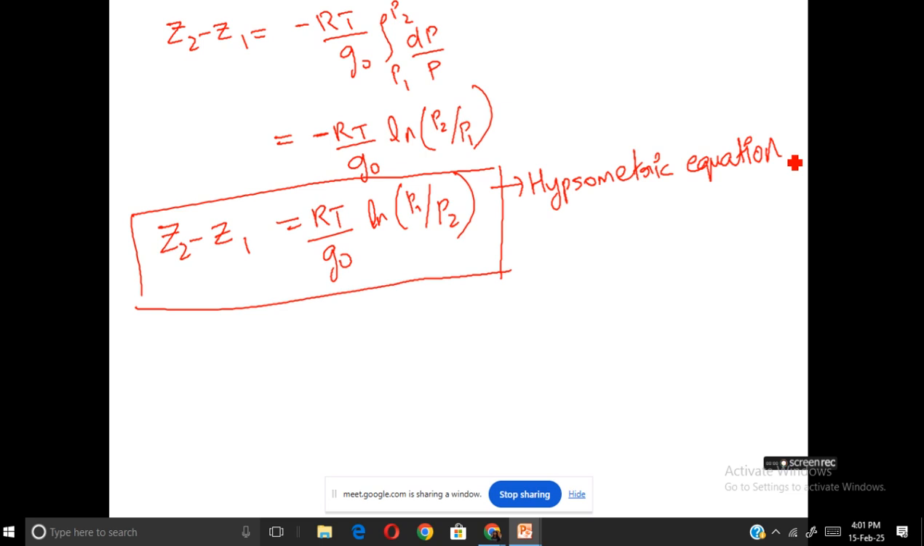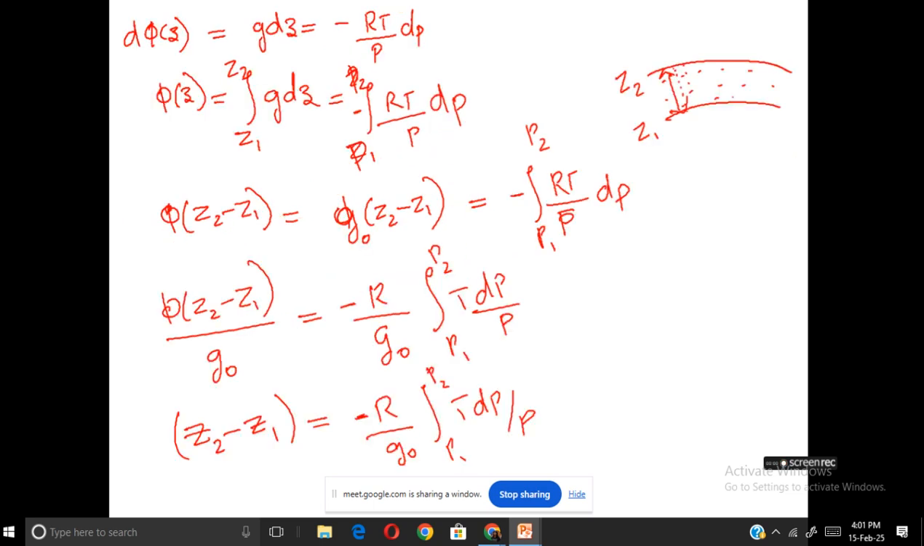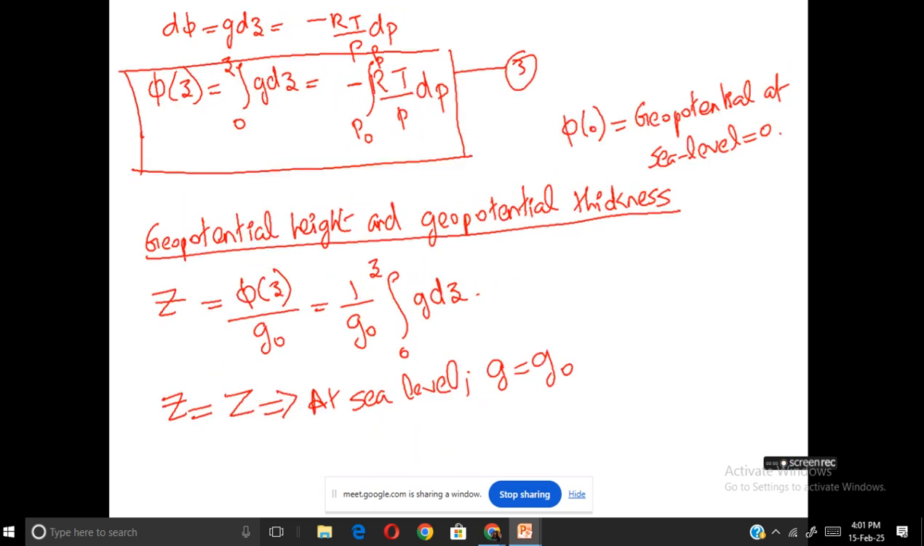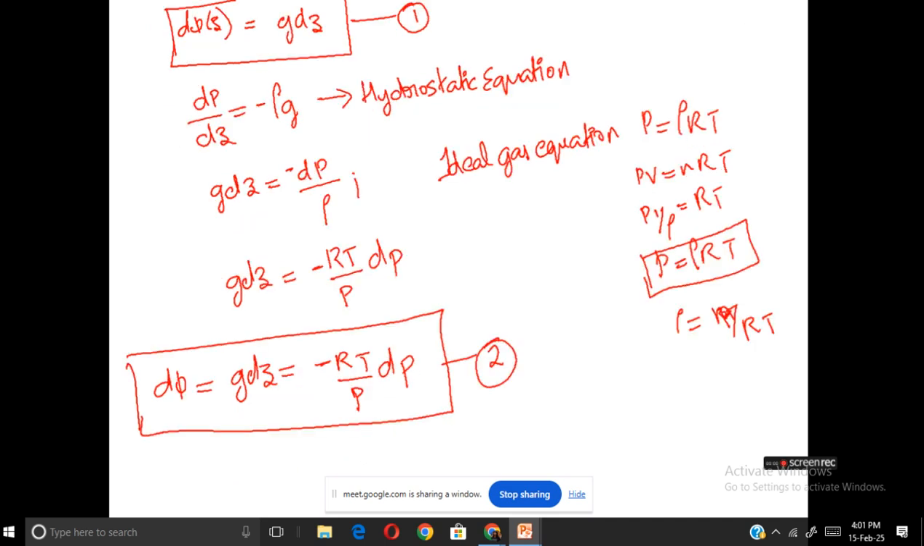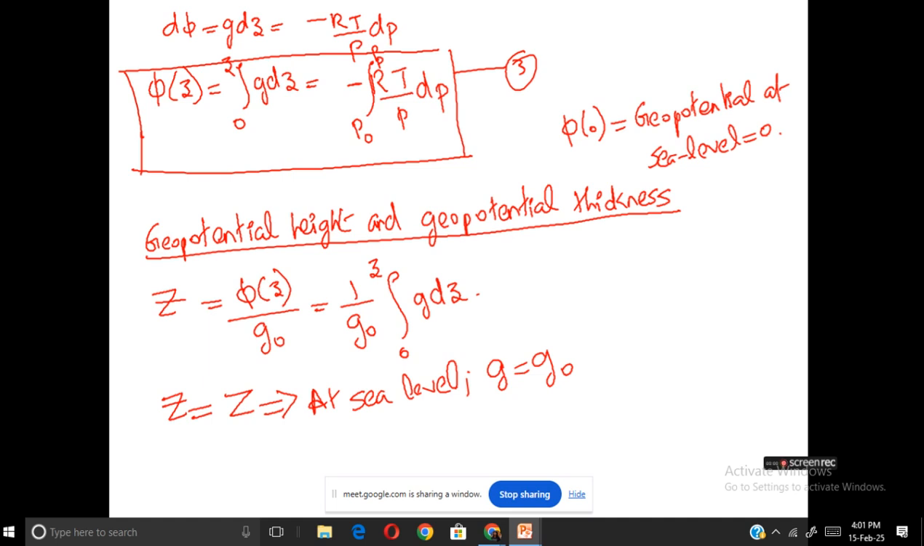So the right hand side gives you the geopotential thickness. This is the difference between the geopotential height at two levels, Z2 and Z1. Z2 minus Z1 is given by RT by g0 into log P1 by P2. So we learned three new terms over here. First one is the geopotential, which is defined as the work done to raise a mass of 1 kilogram against the gravitational field from sea level to that particular point. It is given by d phi is equal to g dz. Then we learned geopotential height, which is given by phi of Z, geopotential by g0.